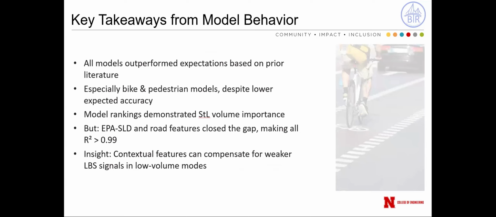In summary, all three models outperformed expectations, especially the pedestrian and bike models. When we added contextual data, the predictive accuracy was boosted. EPA smart location data and road features compensated for weak LBS signals in the non-motorized modes. This reinforces the idea that integrating multiple data sources can dramatically improve model reliability.